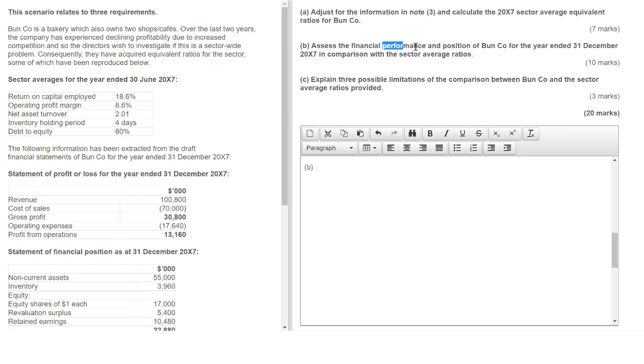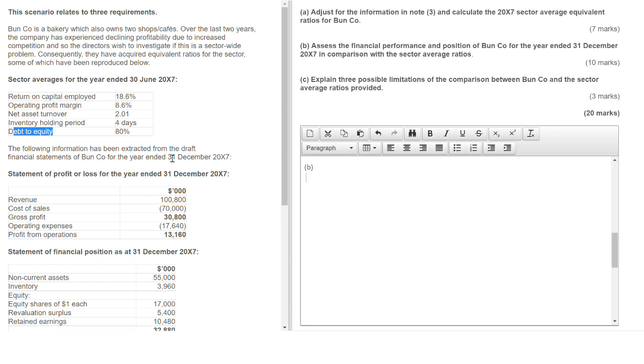We need to go through there and look at the performance, so focusing upon the profitability. So when we're looking at the ratios that we're going to be looking at, we'll be thinking about return on capital employed, operating margin, and net asset turnover. So we'll be looking to discuss those 3 ratios for the average for the industry and also for our company Bun. And then we also need to go through as well, don't we, and look at the position, which is very much focused on the statement of financial position, your assets, liabilities, and equity, whereby we'll be looking at inventory and then your debt to equity, so effectively your gearing.